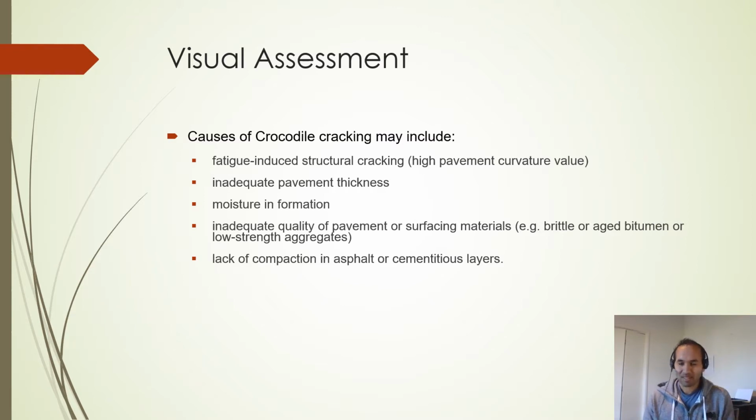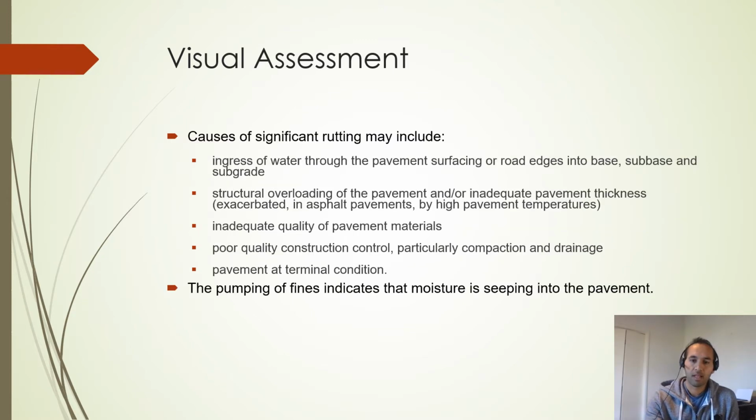You don't want poor compaction to be the reason why your pavement failed, and ideally you never want to have a failed pavement within its design life, but if it does happen, then you need to find out what the reasons are. For crocodile cracking, those are the reasons: excessive loading, moisture in the formation, subgrade rutting, just weakened pavement layers, and sometimes poor compaction during construction. Some of those we've already spoken about.